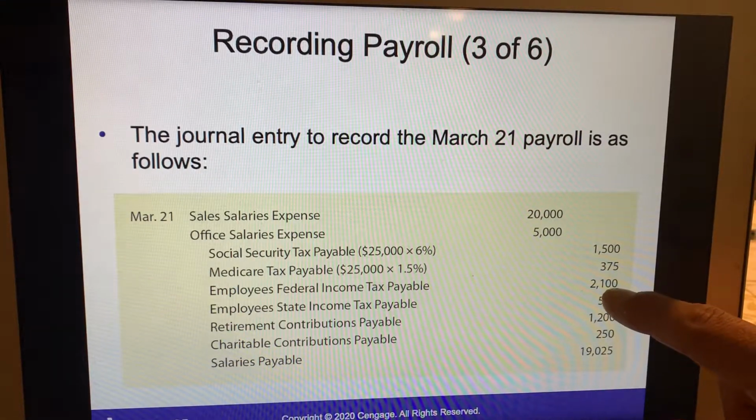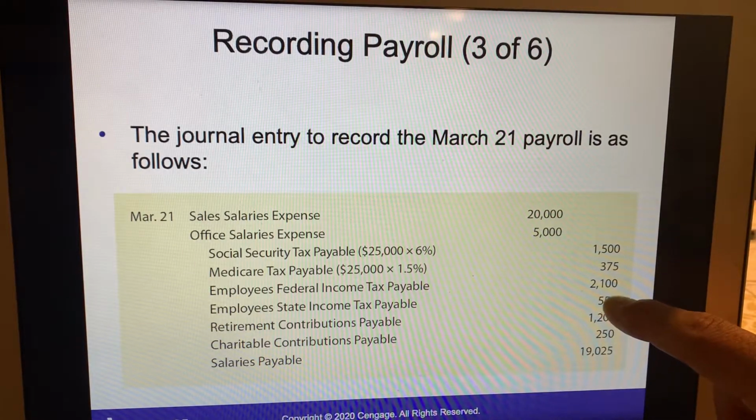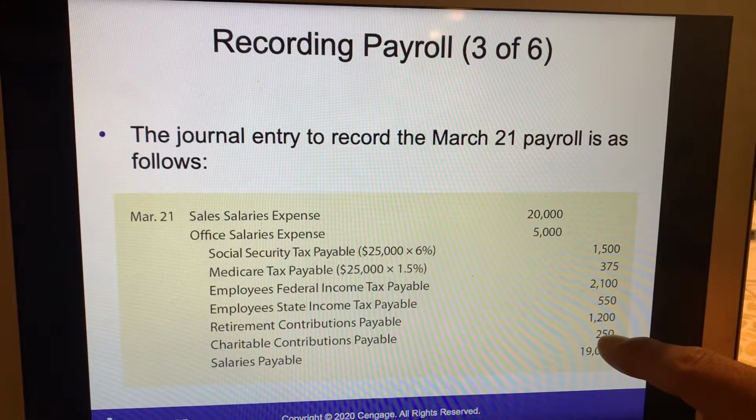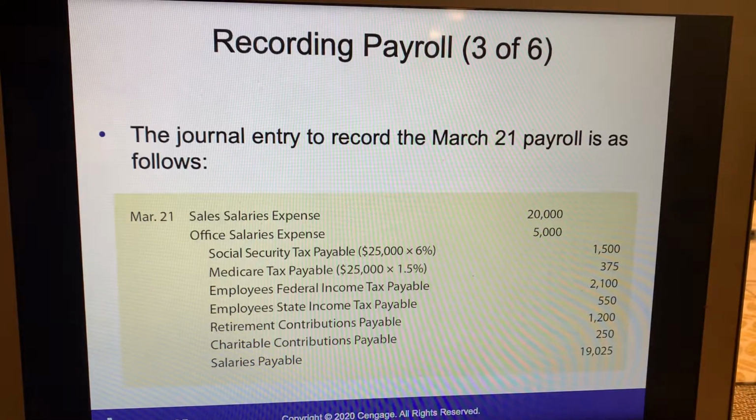Federal income tax payable will be $2,100. State income tax payable will be $550. And keep in mind, those are the percentages we saw earlier, and that's just multiplied by those values. And then retirement contributions payable is $1,200. Charitable contributions payable is $250. Salary payable, this will be the take-home, $19,025, okay?